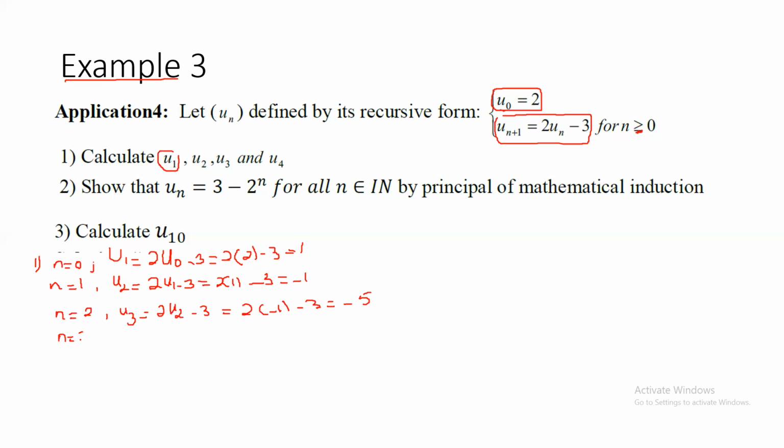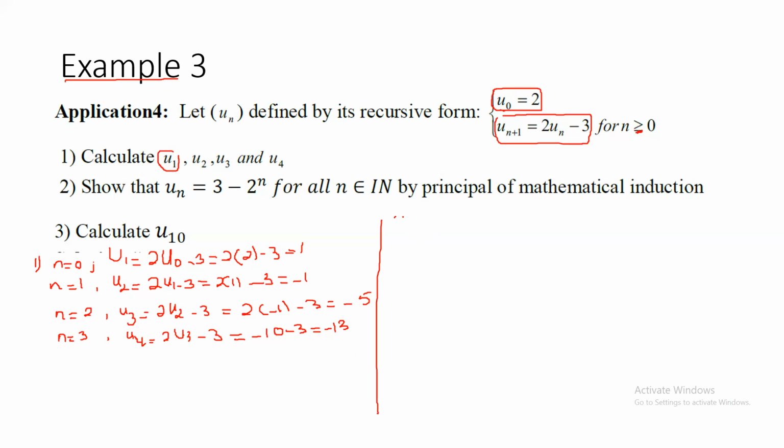For n equal 3, U4 equals 2U3 minus 3, equals minus 10 minus 3. Any questions? No.